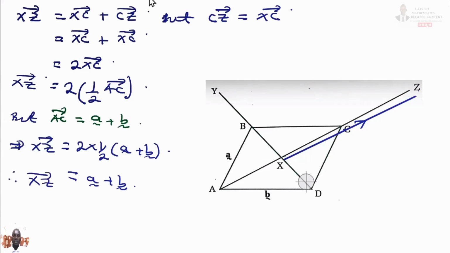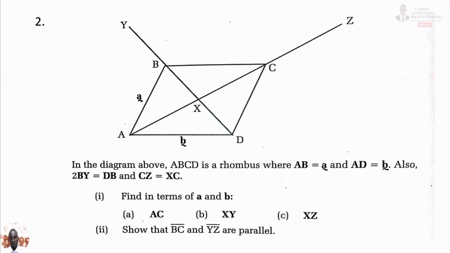So this becomes our expression for that Roman number 1, part C. The question is still proceeding. We have Roman number 2: show that the line BC and line YZ are parallel. So we need to show that the line BC and the line YZ are parallel. That's what we have to show. So now let us proceed to that.